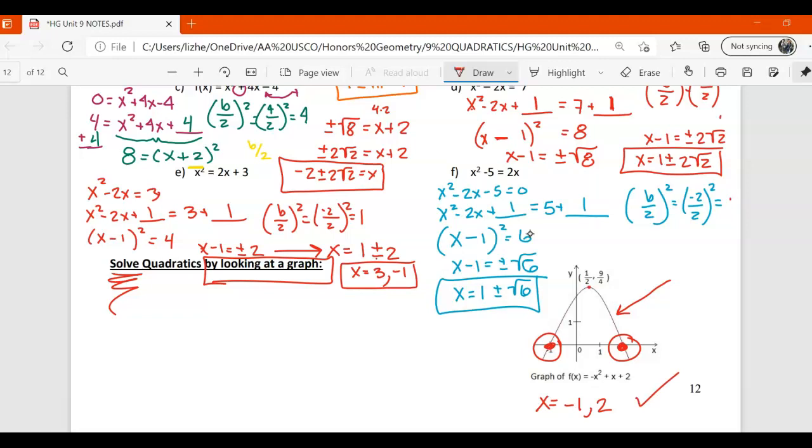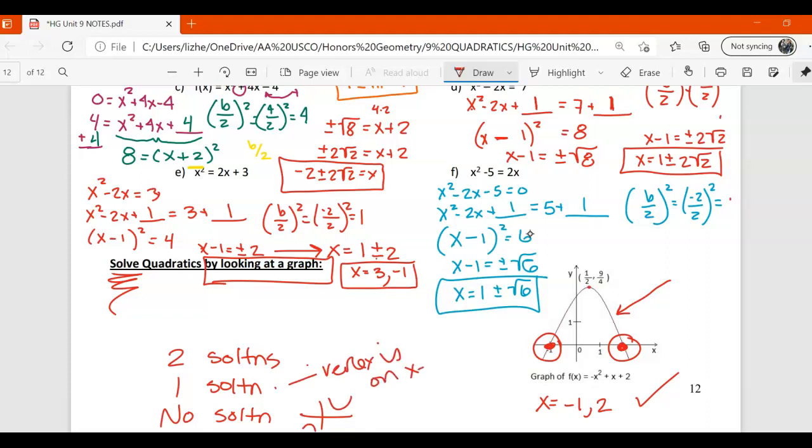And you have 3 options. You can have 2 solutions, 1 solution, that's when the vertex is on the x-axis, or no solution. Remember, that's when you're floating above or below it. This one is vertex is on x-axis. And there you go.